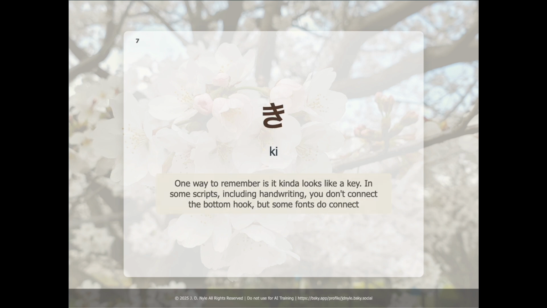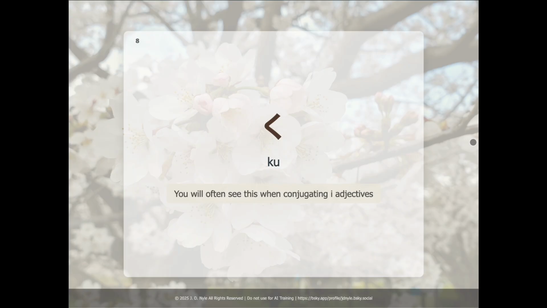Ki. One way to remember is it kind of looks like a key. In some scripts, including handwriting, you actually don't connect this bottom hook here, but some fonts like you see here do connect them. Ku. You will often see this when conjugating I adjectives. Ke. If you squeeze your eyes, it does kind of look like a ke. Ko.